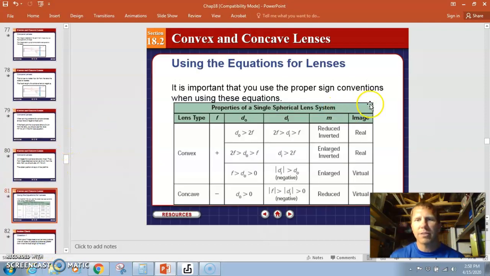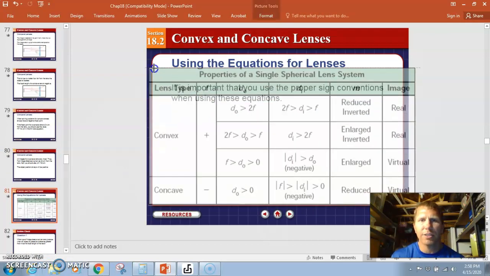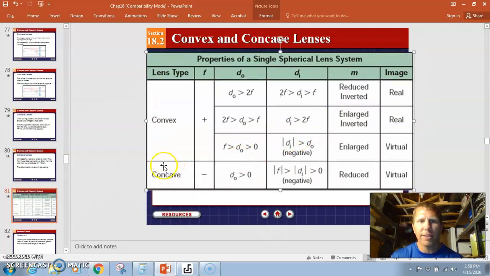Now, this was at the very beginning of the chapter, of this section, I guess, just so we can see what's going on here. Once again, if we go back to what this video is about, concave, focal length is always negative. DO will always be greater than 0, so no matter where you put it, we will always get a negative DI that is inside the focal point, and the magnification will be reduced, and we will have a virtual image.